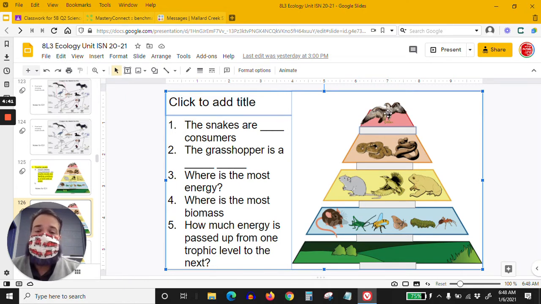So that's why it's a pyramid. As you go up, it gets smaller and smaller because there's just not enough energy to support a lot of numbers. So you have less biomass at the top because there's just not enough energy to go around. The hawk can't eat the grass. It can eat the snake. It might even eat a rat if it catches one, but it's losing energy.